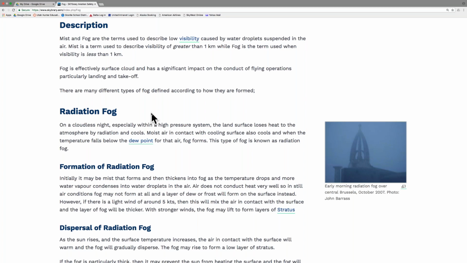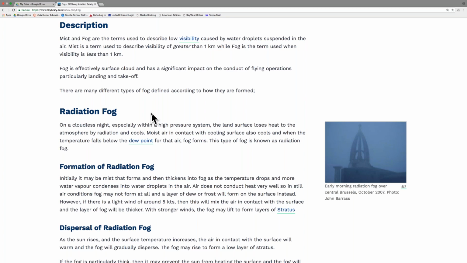For visibility? Yeah, definitely. Yeah, your minimums. You won't make your minimums. When fog rolls in, we lose that visibility really quick.